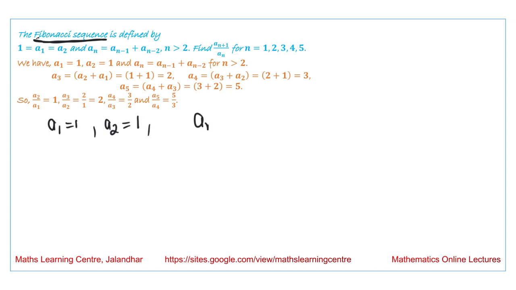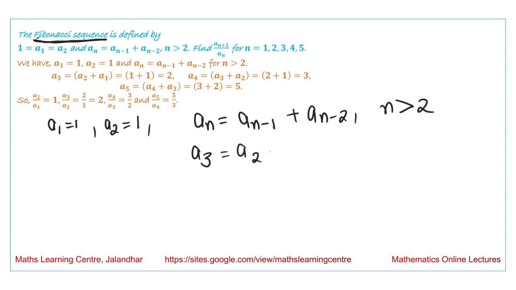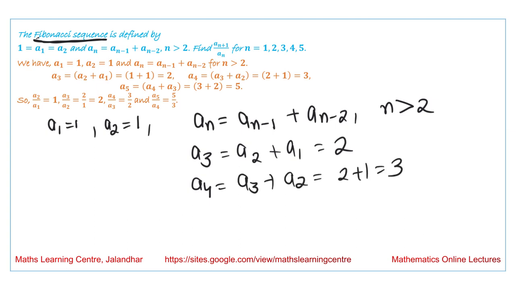Then the next term is given by the recurrence relation an is equal to an minus 1 plus an minus 2, where n is greater than 2. So if we have to calculate the value of a3, it is a2 plus a1. The answer we obtain is 2. If we write a4, it is a3 plus a2, that is equal to 2 plus 1 is equal to 3.